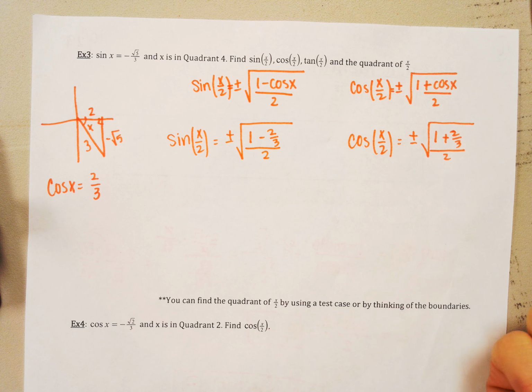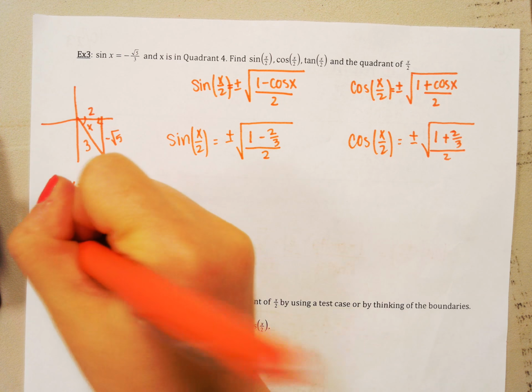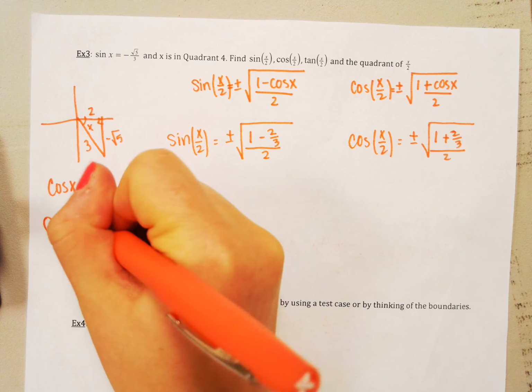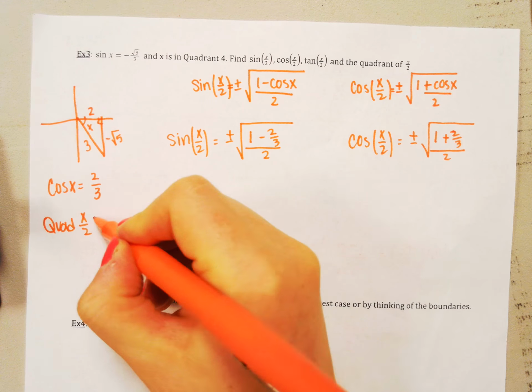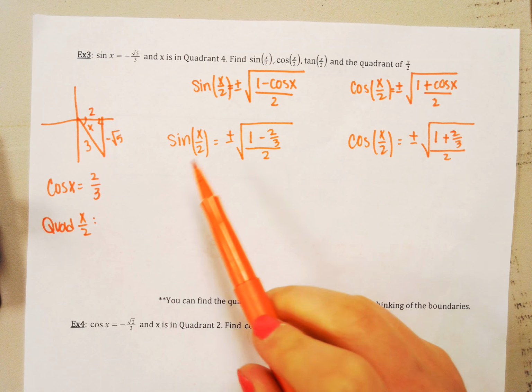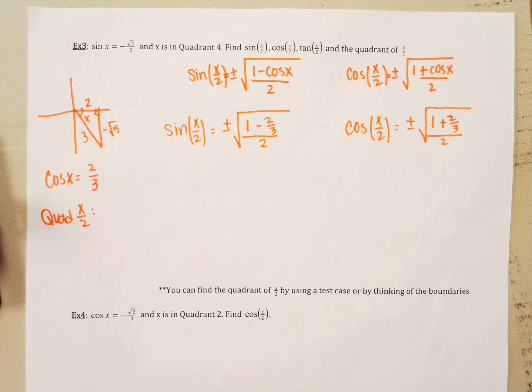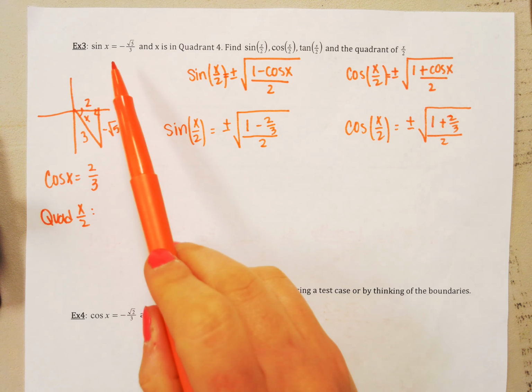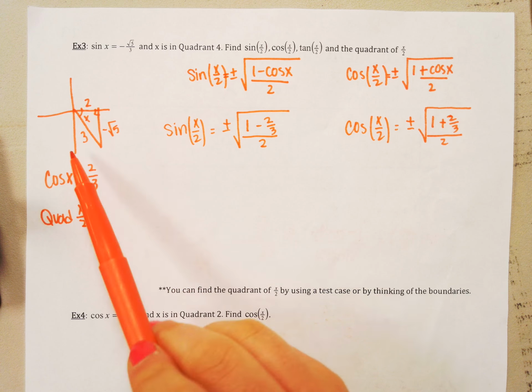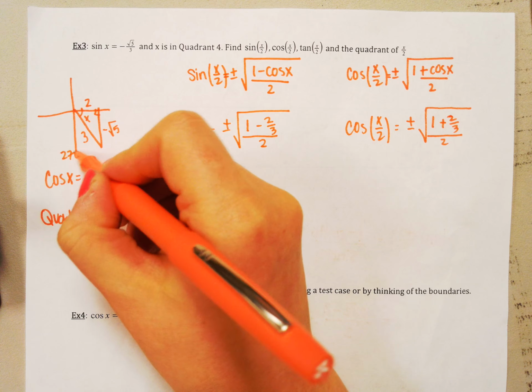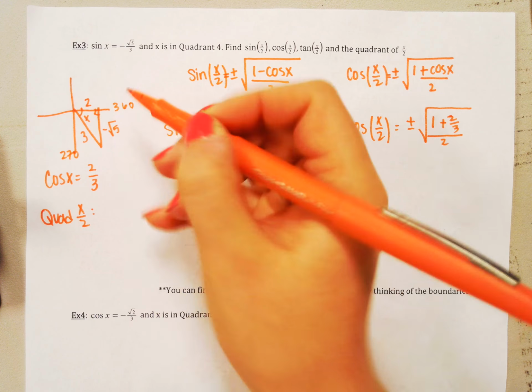We've actually done these problems a long time ago, back in chapter 1 or chapter 2, where we were looking at what happens if you double the angle or halve the angle or add 90 degrees to those angles, what that does to your actual quadrant. So we're going to figure out what the quadrant is of x over 2, and that will help determine whether we're positive or negative in both these things. Right now I know that x is in quadrant 4, so that's between 270 degrees and 360 degrees.